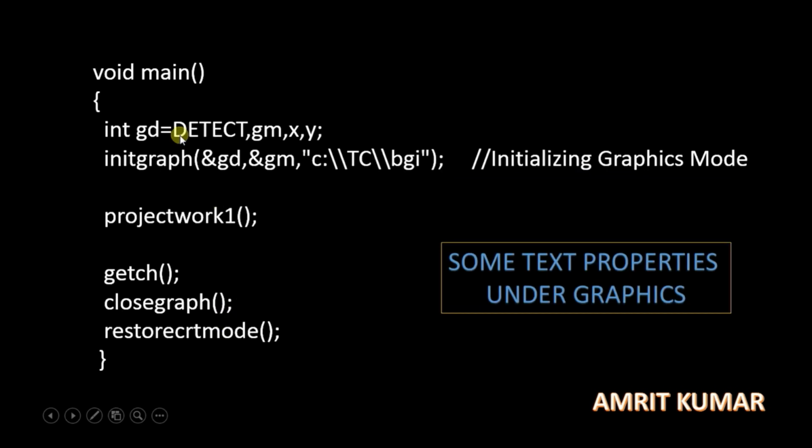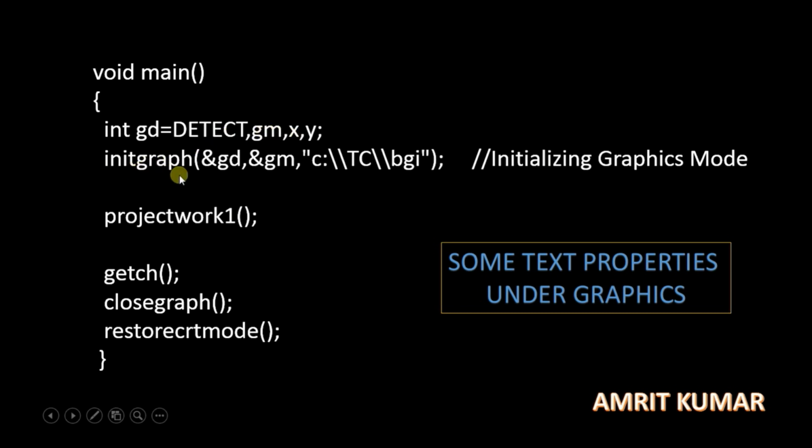After that, I'm using the main function, and here you can see its return type is void, so this main function is not going to return us anything. After opening the main function, you can see I'm using the variables gd, which contains a redirect in it, and gm, whose data type is integer. Actually, gd is also of integer data type, and x and y are also of integer data type. So I'm initializing all the local variables.